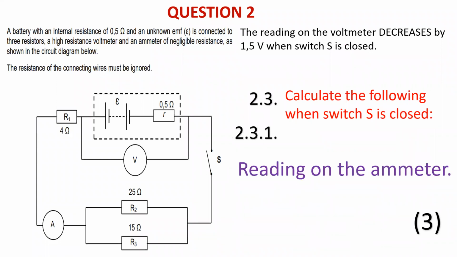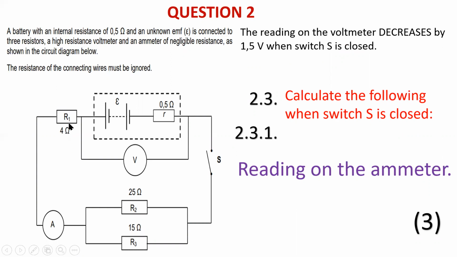Okay, calculations coming. I like calculations. Calculate the following when switch S is closed. Okay, they gave you already V lost. It's fine, we can just keep it there. And then calculate the following when switch S is closed: reading on the ammeter. Okay, they're asking you current. When you get current, then you can calculate other stuff also. But let's calculate what we know.